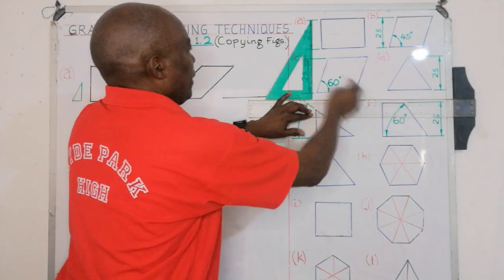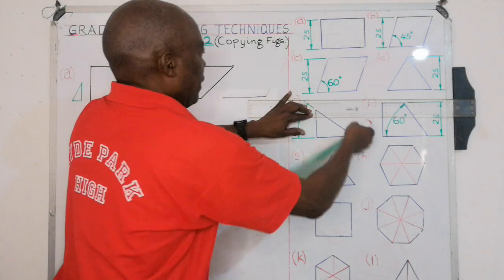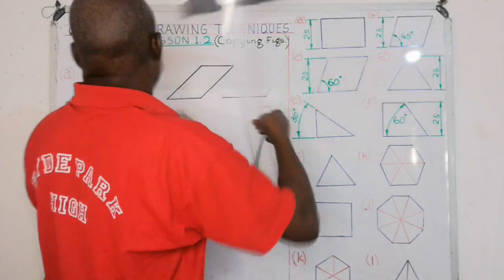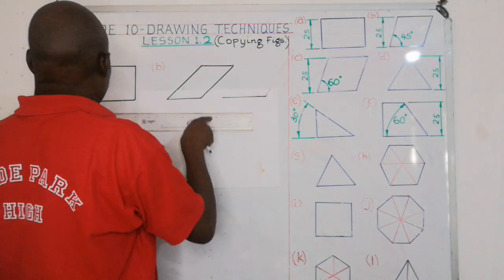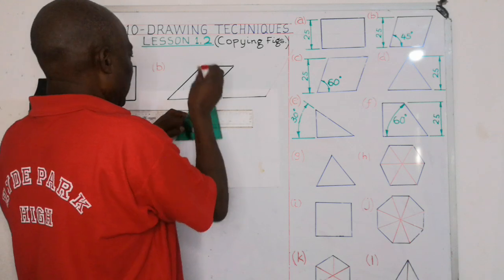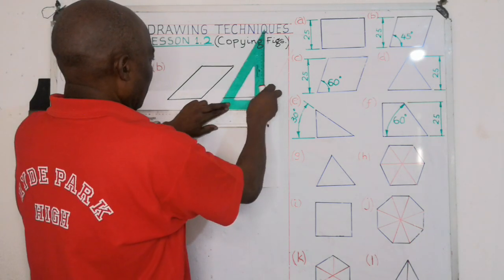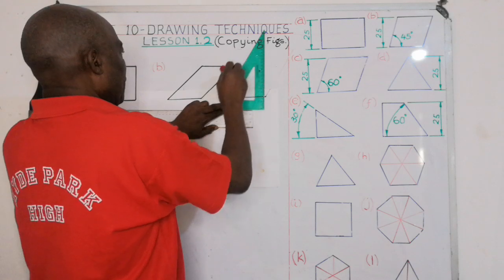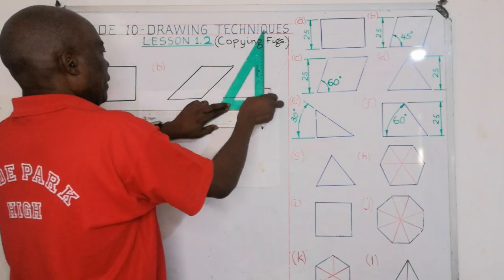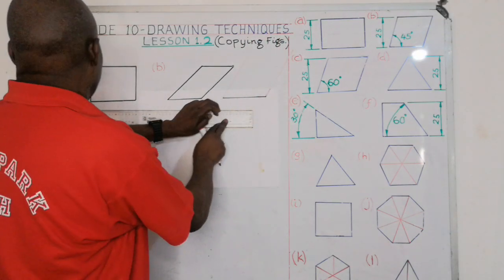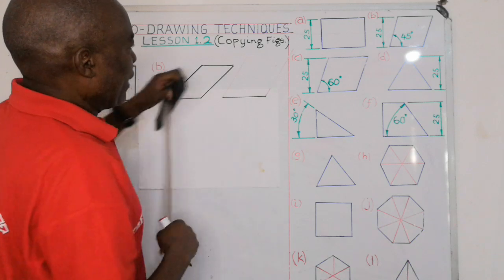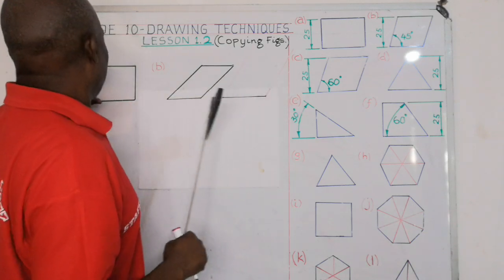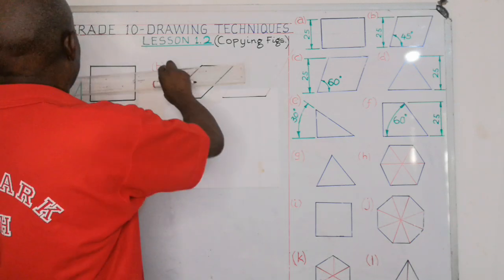Yeah, like that. And then I can change it this side so that I can use that side. I wish it was longer than that. And then here also at 60 degrees, like that. And then after that, as you can see, it's still 25. So we just transfer that height using the T-square like that.